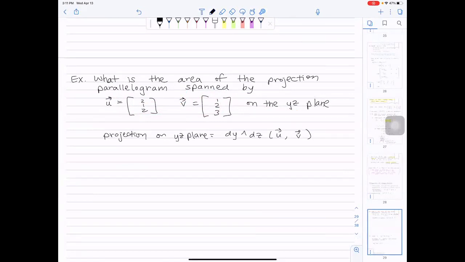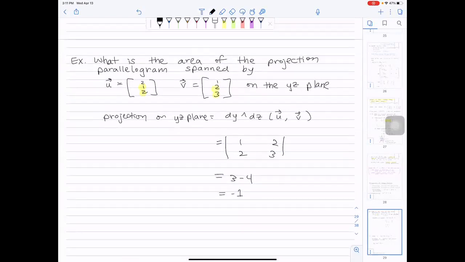Okay, so I said that the formula that we do is going to be dy dz because we want the YZ plane. And this two form is eating these two vectors, u and v. And so for my determinant, I take the u and v components. So that's going to be 1 times 2 minus 3 times 3... or rather 3 minus 4, which is -1. But we know that area can't be negative. So that's why we said signed projection, or we take the absolute value. So the projected area is going to be 1.